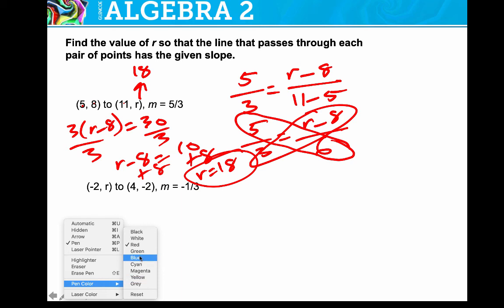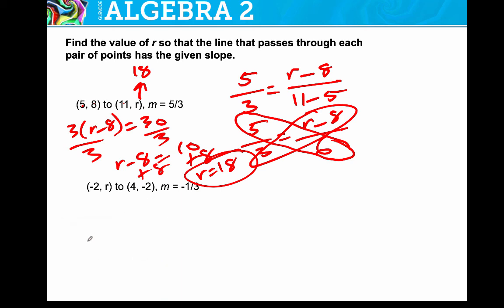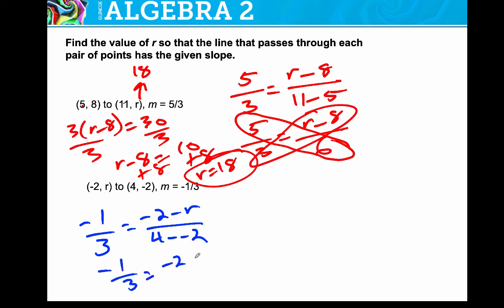Let's change color. I've had too much of that. Down here, again, negative 1/3. You can assign the negative to whatever you want, either the top or the bottom. It can't be both. And then I would do negative 2 minus r over 4 minus negative 2. And I get negative 1 over 3 equals negative 2 minus r over 6.